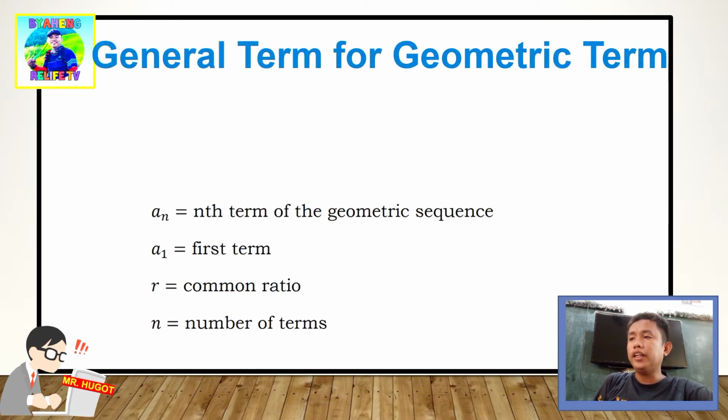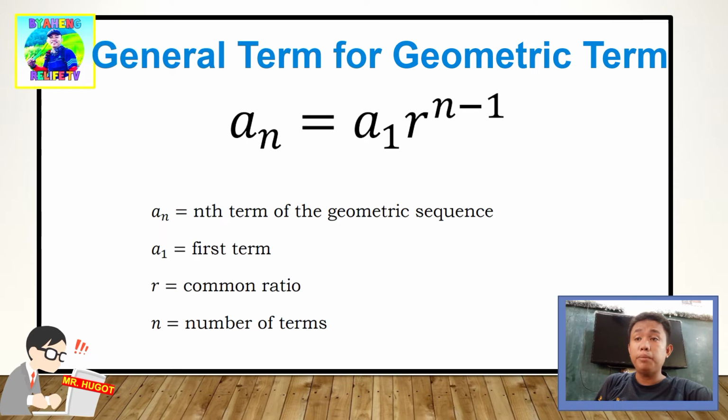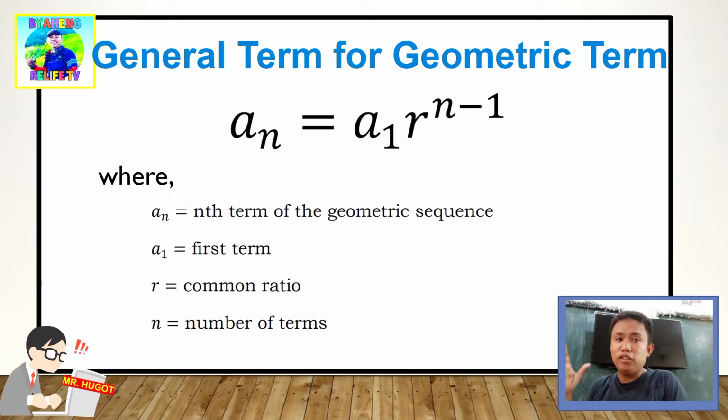So for our general term, if we're looking for a geometric sequence, ito yung ating formula: a sub n is equal to a sub 1 times r raised to n minus 1. So yung a sub n, yung nth term natin, base dun sa kanyang position doon sa ating sequence. a sub 1 will always be the first term, r is the common ratio, while n minus 1 is the number of terms we're now looking for. So hanapin natin technically yung term base doon sa number of terms na hinahanap natin.